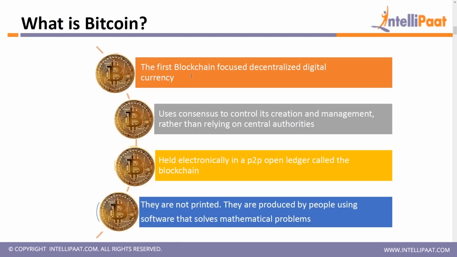If we talk about Bitcoin, the first blockchain-focused decentralized digital currency was Bitcoin. It uses consensus to control its creation and management rather than relying on a central authority, that is, the role of a mediator. It is held electronically in a P2P open ledger called the blockchain. That was the first ever blockchain developed, the first ever idea of blockchain. Bitcoins are not printed. They are produced by people using software that solves mathematical problems, and those mathematical problems are called consensus. Those puzzles are used in order to create new blocks inside the network, and as part of the award for the creation of a new block.